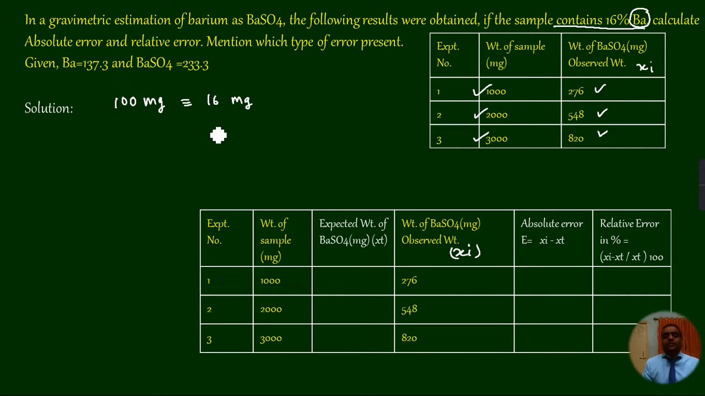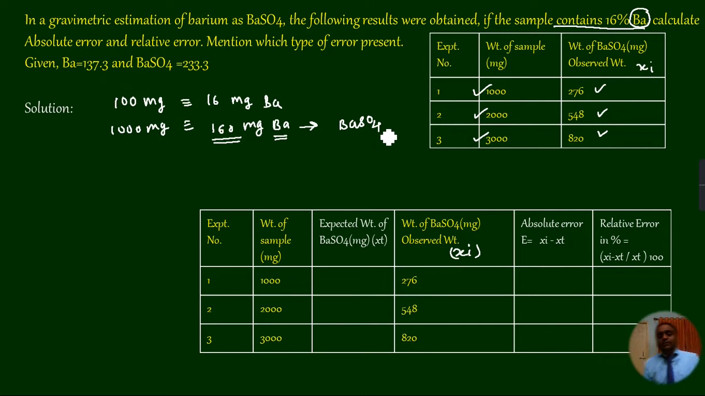We are converting this 16%, 16 milligrams of barium, and then 1000 milligrams of sample contains how much barium? So it would be nearly 160 milligrams of barium. So this is 160 milligrams. This is a true value for barium. This value we have to convert to barium sulfate.